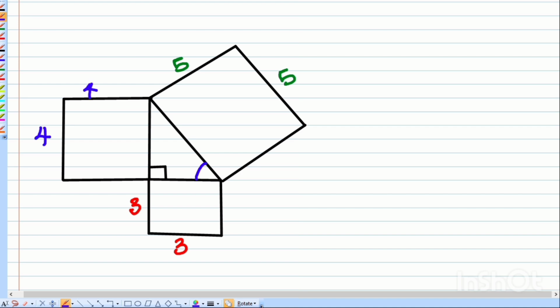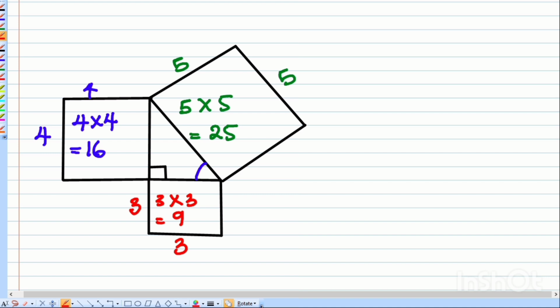So let's get the area of this square. The area of this square is going to be 4 times 4, right? So we have 16 units squared. So that's the area of this square for the opposite side. For this hypotenuse, the area is going to be 5 times 5, so you see that the area is going to be 25 units. While for the adjacent side, we have 3 times 3, so the area is going to be 9 units.